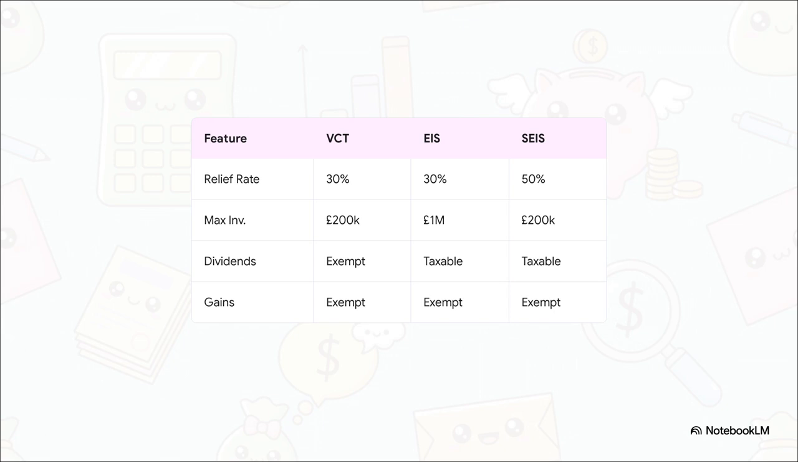VCT sits at 30% on £200K. But the real trick? Look at the dividend row. VCT dividends are tax-exempt. EIS and SEIS dividends, fully taxable. Examiners absolutely love testing to see if you remember that little distinction.